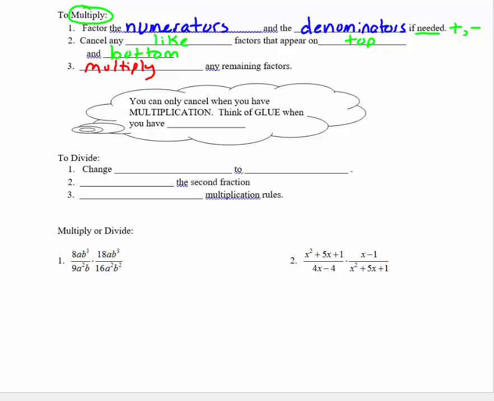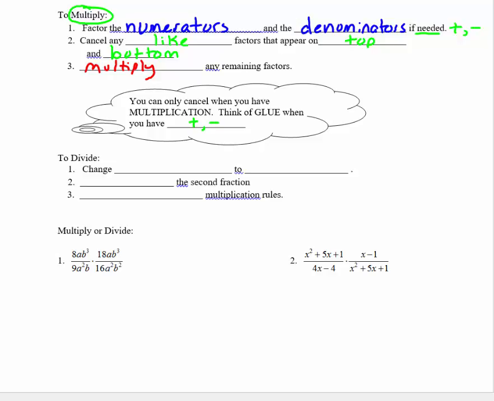The last step, step 3, is to multiply any remaining factors. So this is very similar to the steps for reducing or simplifying, but our last step would be to multiply if we have any remaining factors. Again, I want you to only cancel when you have multiplication, so think of glue when you have plus signs and minus signs. When there's glue, think about factoring.